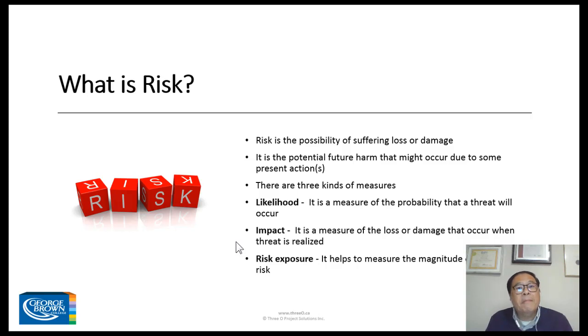So the impact is the measurement of the loss or damage that occurs when the threat is realized. The threat is whether there's a car coming out of the blue that you don't realize, or the food that you are eating actually has bad bacteria or some food poisoning virus that you can't see. Okay, so the risk exposure will be a result of these two main factors, likelihood and impact. It helps to measure the magnitude or scale of a risk.